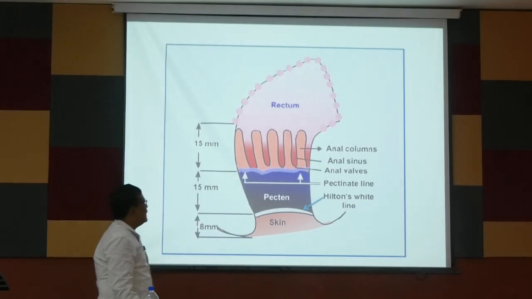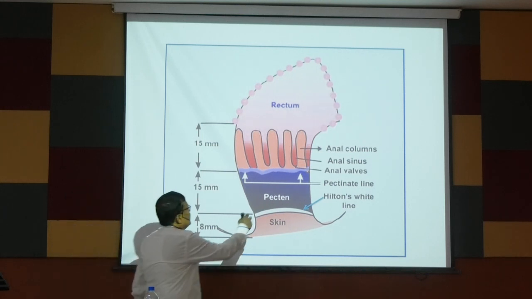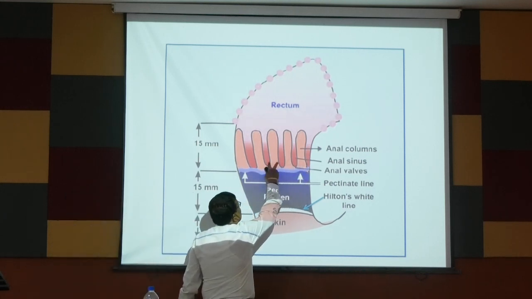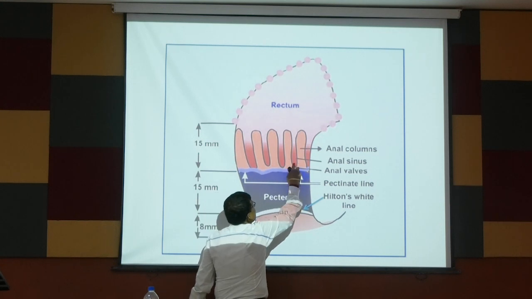এইবারে একটা স্কিমেটিক ডায়াগ্রাম দেখো। This is the anal columns, raised area, and in between there is a depressed column.